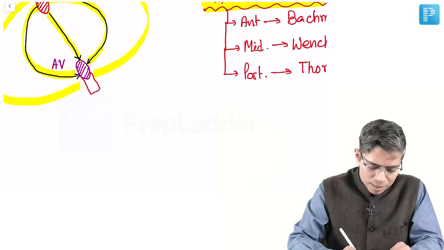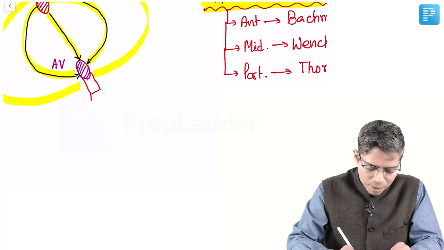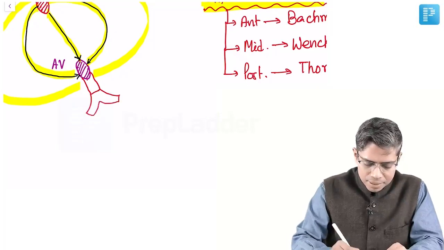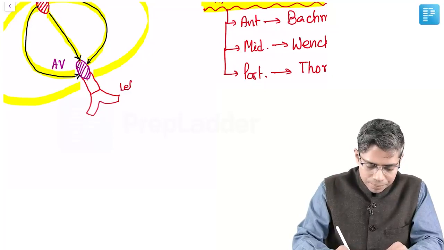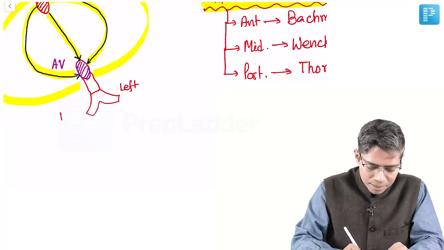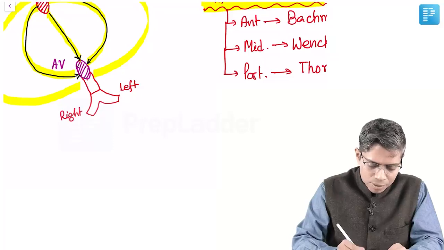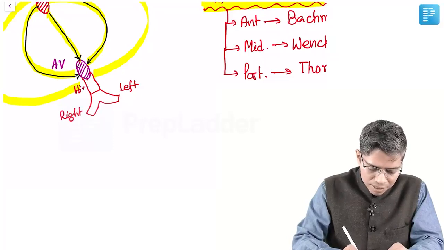Then we all know that this AV node will give rise to the bundle of His, and then the bundle of His will be divided into two parts, that is the left bundle and the right bundle. So in between, this is my bundle of His.